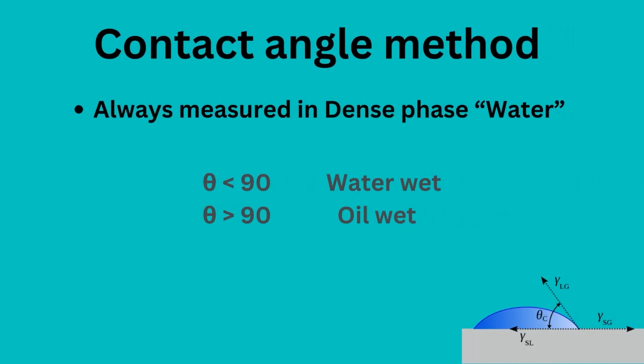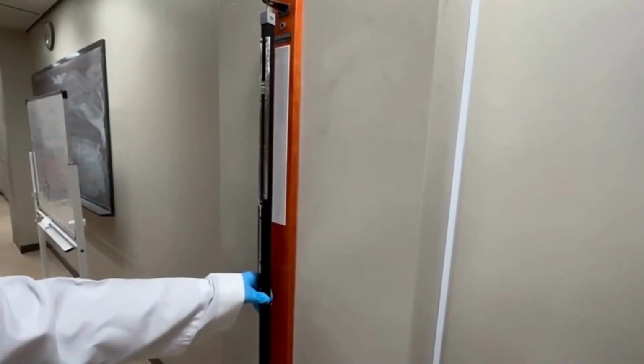In the contact angle method, we always measure the angle in the dense phase, which is most of the time water. This point will be explained later. If the angle measured is less than 90, then it's water wet. If the angle measured is greater than 90, then it's oil wet. And now let's start with our experiment.